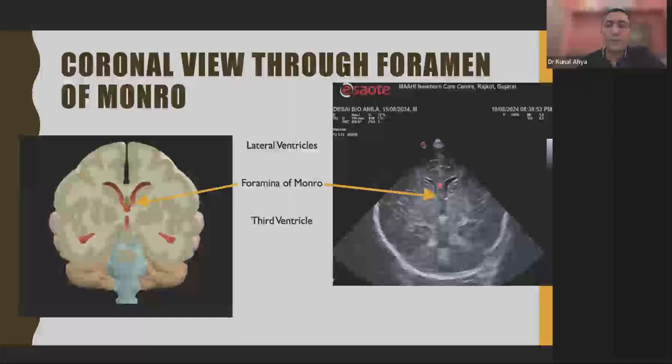So what is the foramen of Monroe? This is the black structure connecting the lateral ventricles to the third ventricle. Please try to remember, because at the end, if time permits, I'll be asking you what views there are and what structures you are able to identify. Below that, the hypoechoic black part is the third ventricle, which is CSF filled, hence you see a black structure here.